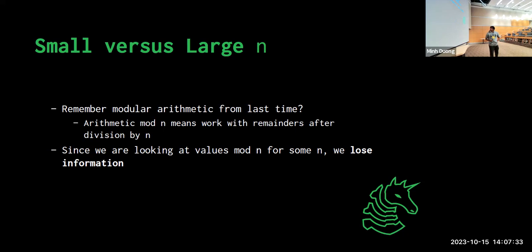Okay, so since we are looking at values mod n for some n, we lose information because we only restrict ourselves to a small circle of specific integers, specifically the ones from 0 up to n. So every time we keep cycling through those, we lose information about what the original number was. It could be a lot of things.